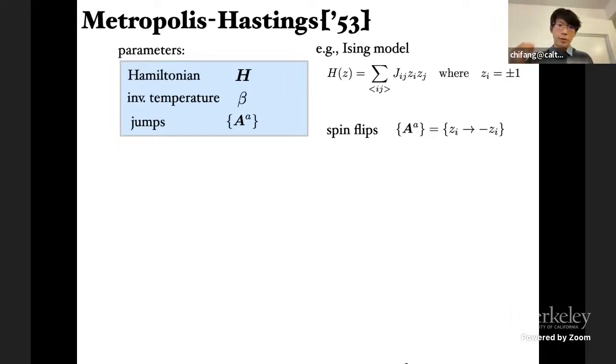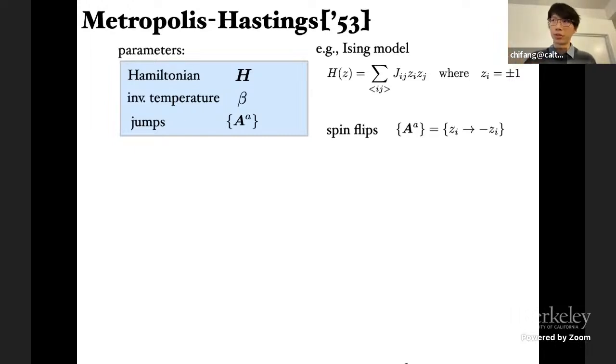To get a very concrete feel, here's the input to your algorithm. As a user, you only need to specify a Hamiltonian, temperature, and a set of jumps. And you need these jumps so that it can traverse the landscape of the Hamiltonian. For concrete examples, consider an Ising model on some spins. These spins could be up or down, plus or minus ones, and you can specify some pretty arbitrary coefficients, these J's. So you put that in your computer. And then you specify the jumps, and quite often you can take these to be local flips.